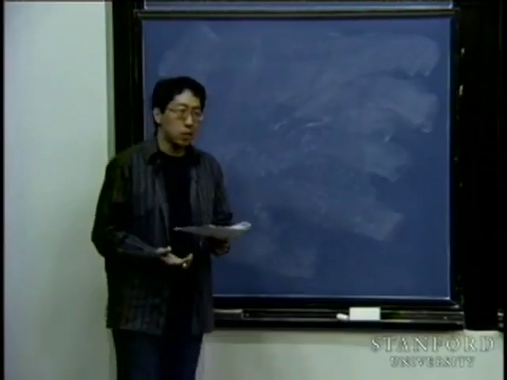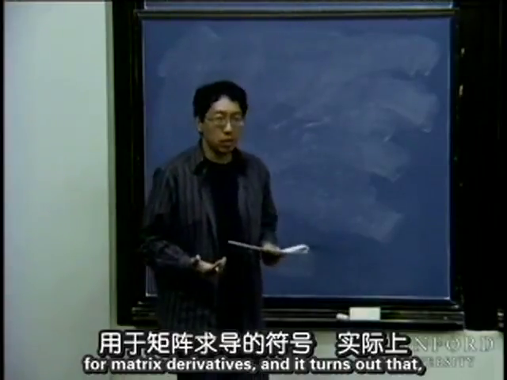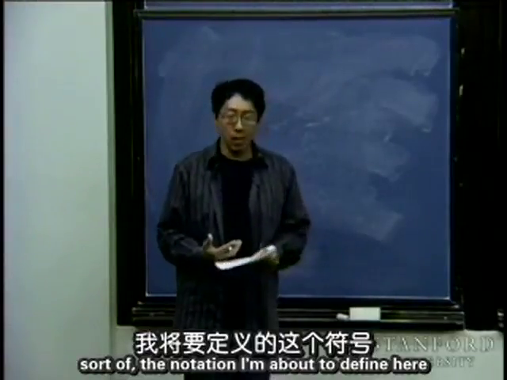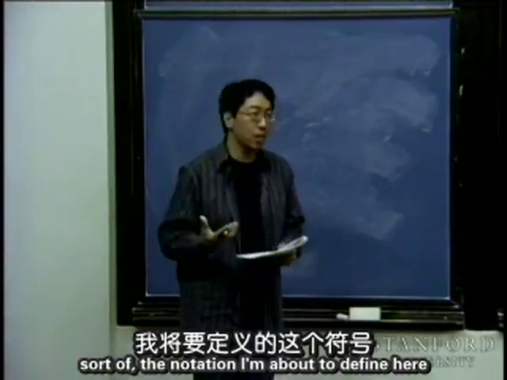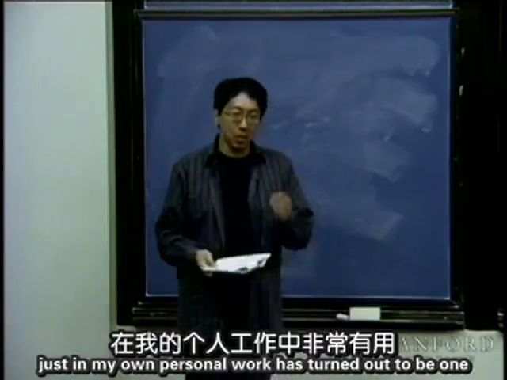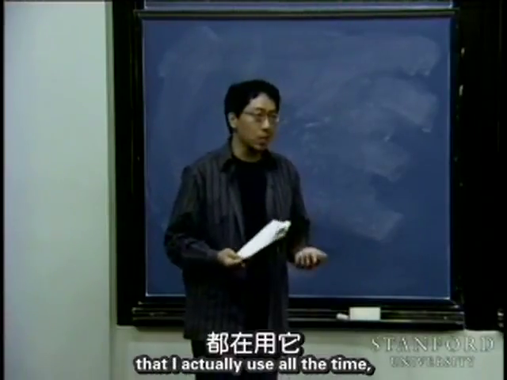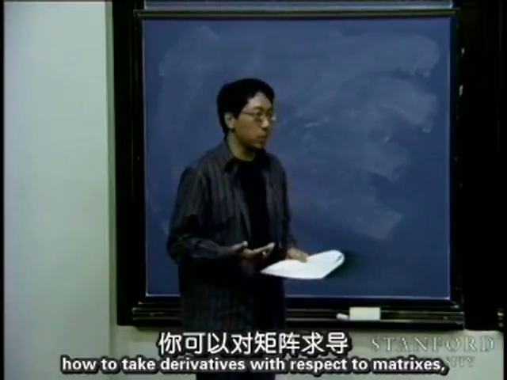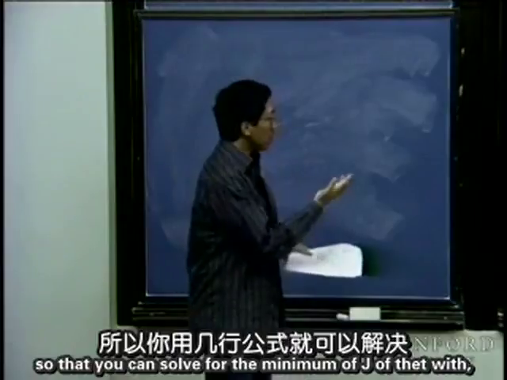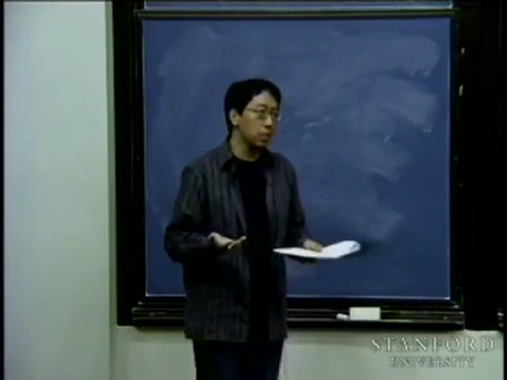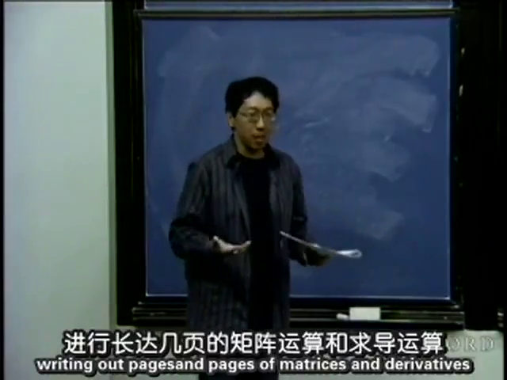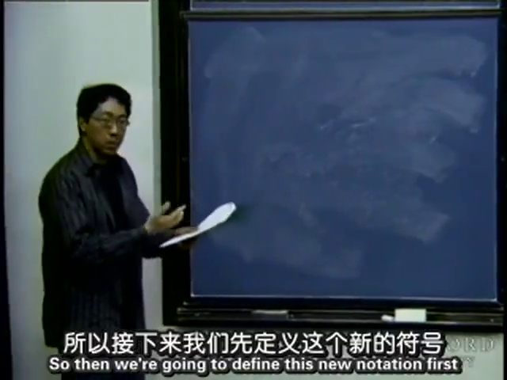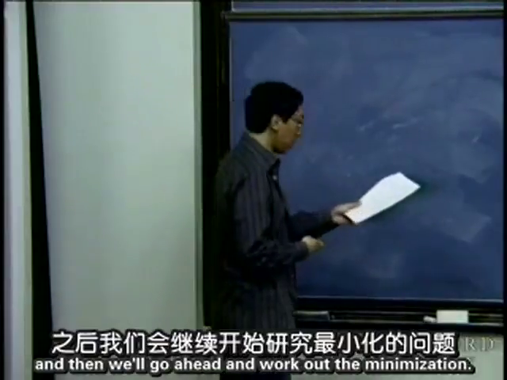But to do that, I need to introduce a new notation for matrix derivatives. It turns out that the notation I'm about to define here, in my own personal work, has turned out to be one of the most useful things that I actually use all the time, to have a notation for how to take derivatives with respect to matrices, so that you can solve for the minimum of J of theta with a few lines of algebra, rather than writing out pages and pages of matrices and derivatives. So we'll define this new notation first, and then we'll work out the minimization.